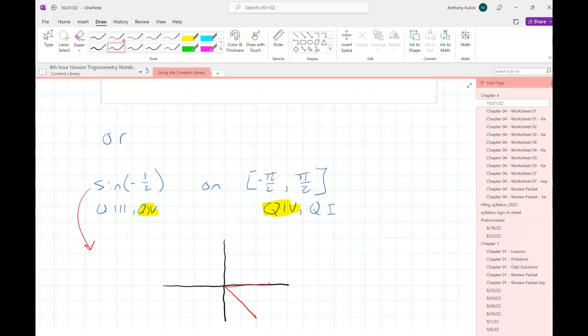This is equivalent to saying, oh, I'm sorry, I forgot to draw the inverse symbol on there. This is the equivalent of saying sine of theta equals negative 1/2. Everybody agree with that? Sine inverse of negative 1/2 is the same thing as saying sine equals negative 1/2. Right? That's just our definition of an inverse. So remember that this is y over r.